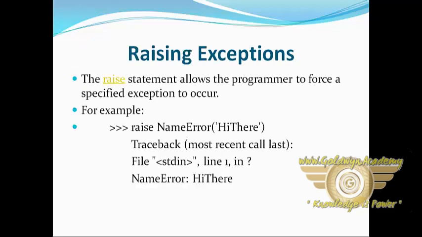Now we see the syntax error. The raise statement allows the programmer to force a specified exception to occur. Here we see the example of raising the exception. The parser repeats the offending line and displays a little arrow pointing at the earliest point in the line where the error was detected. The error is caused by the token preceding the arrow. In the example, the error is detected at the keyword print, since a colon is missing before it.